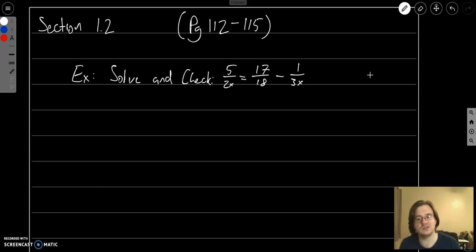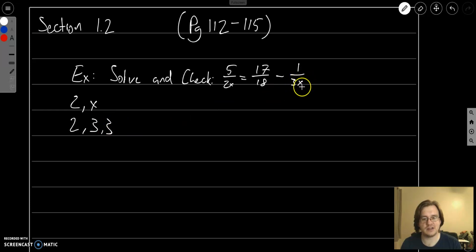So I want to use the same trick as in the last video, and I want to multiply by the least common denominator. So I have to look at all these denominators, and I need to factor them. So what are the factors of 2x? Well, it's 2 times x. What are the factors of 18? 18 is 2 times 9, and 9 is 3 times 3.